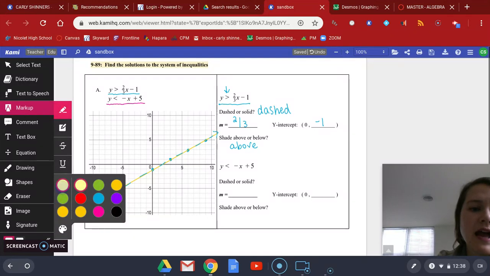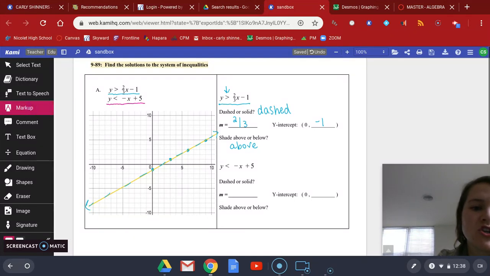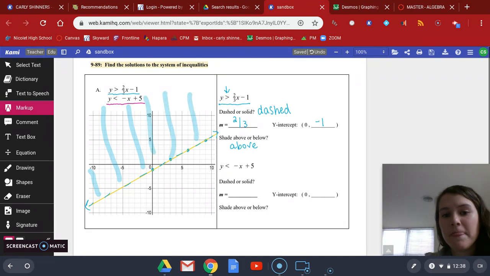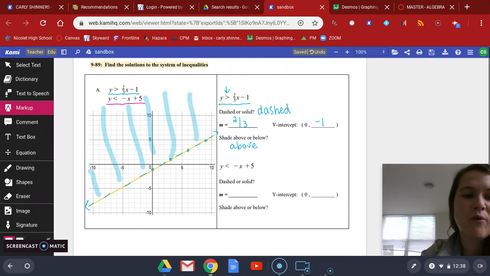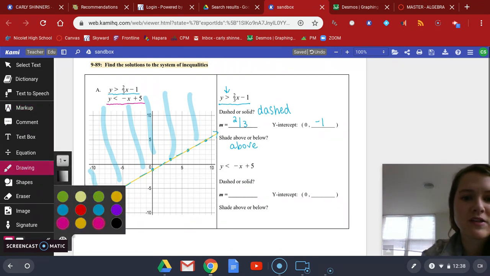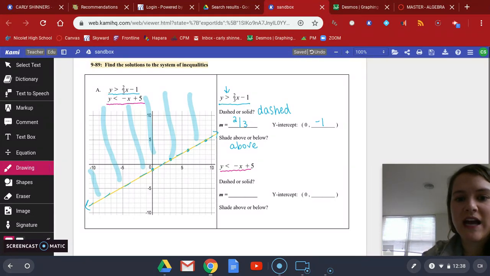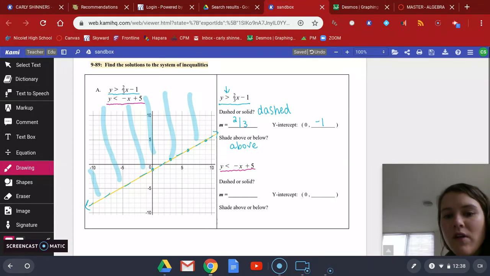Now, I am going to leave my shading above pretty open, and that's because this is now a system. So that's not my end solution. This is one half of my solution, right? Now I've got to make sure it works, what part of that works with the other inequality. I'm going to do this one in pink. So we're going to kind of do a second round here.